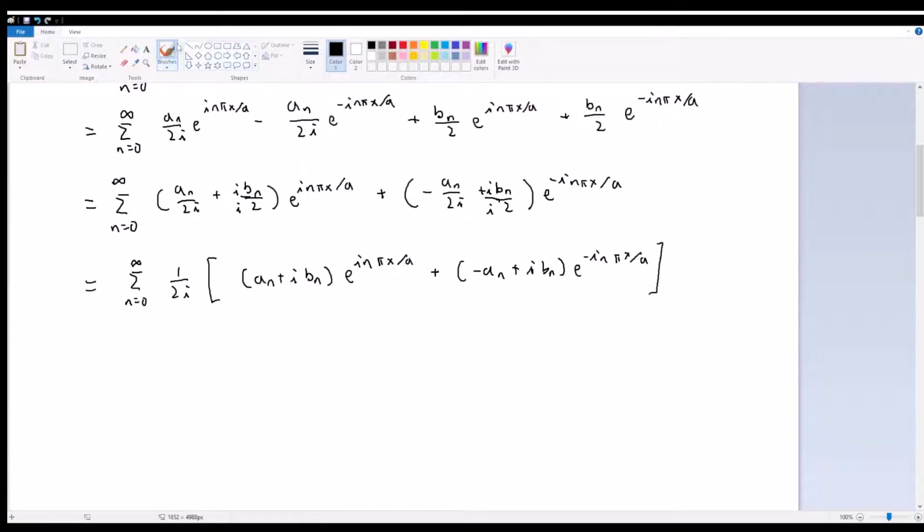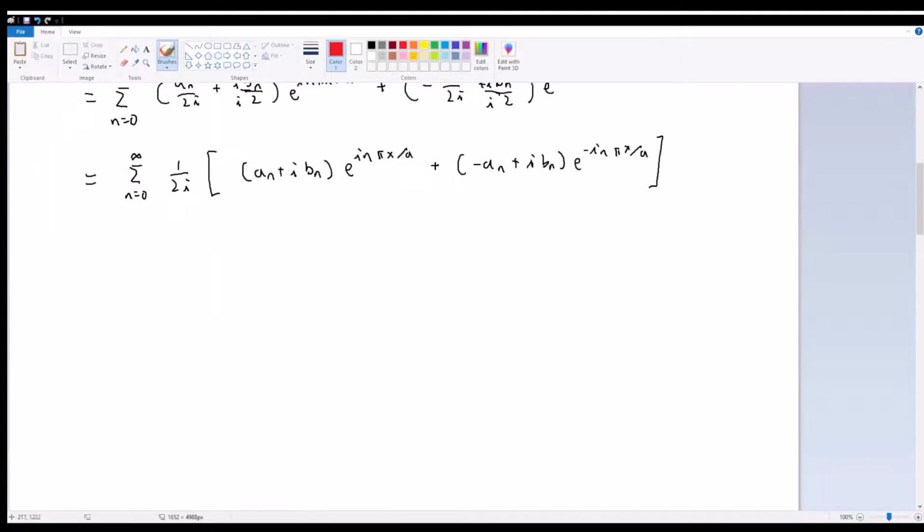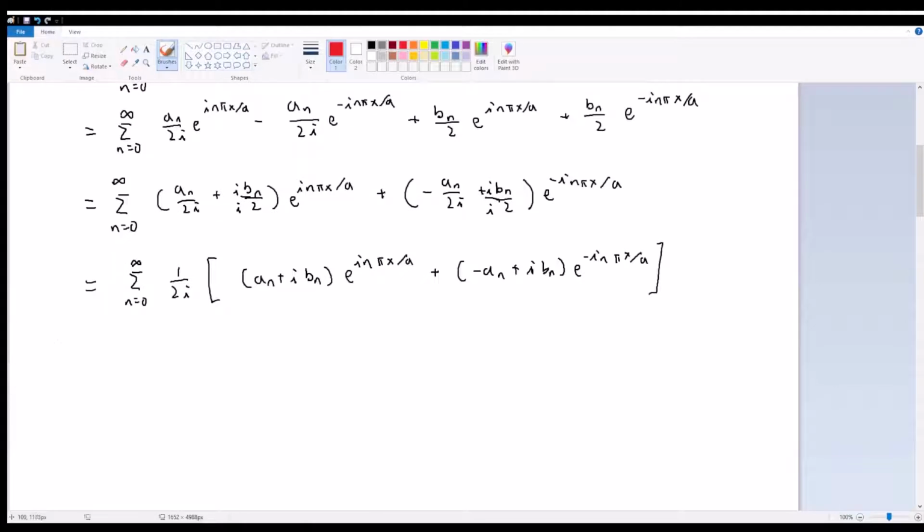Now, the problem here is the actual expression we're trying to get to is something like this. So the actual expression we want is f of x equals a summation from negative infinity to positive infinity of cn times e to the i n pi x over a. So we have two big problems. First off, our index does not match. Our index starts from n equals 0 to infinity. The one we want starts at negative infinity and goes to infinity. Second problem, we have this e to the negative i n pi x over a term that we can't really seem to get rid of.